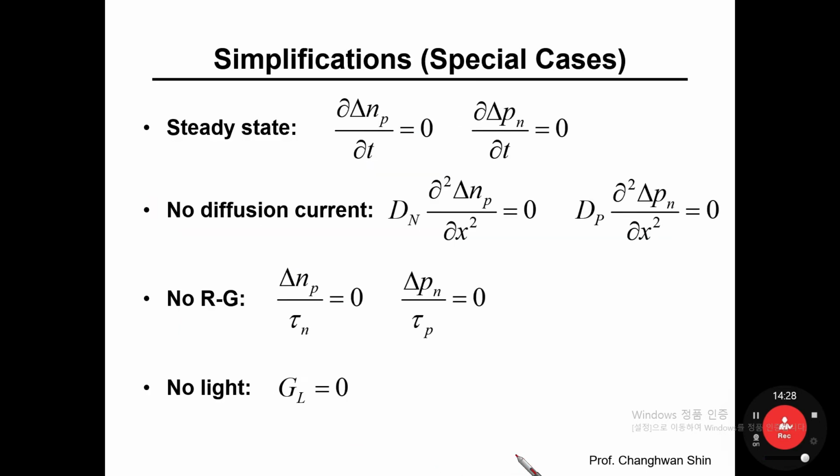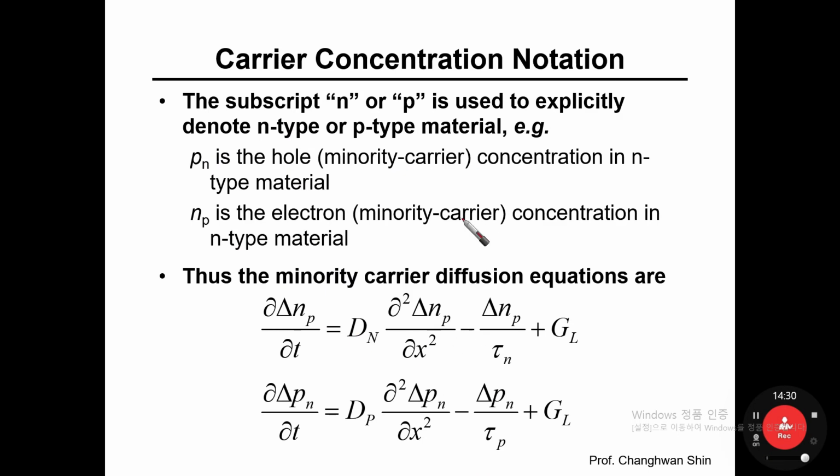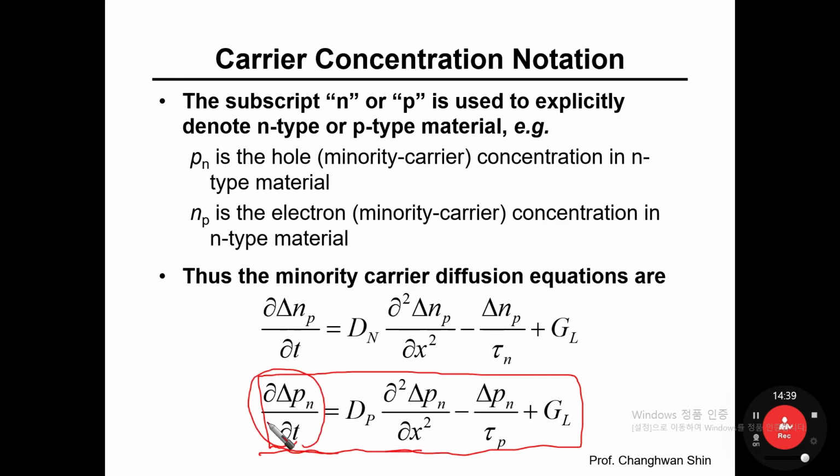Then go back to the minority carrier diffusion equation again. Remember this equation, and again here. Just a moment ago I said ∂pn(x,0)/∂t is equal to 0. So this term on the left hand side is 0. So 0 is equal to what? This.